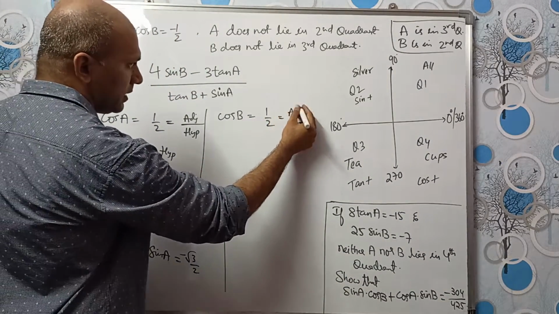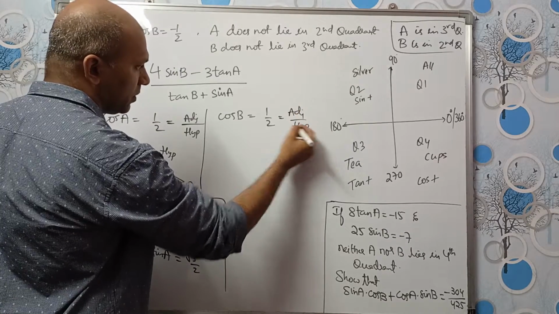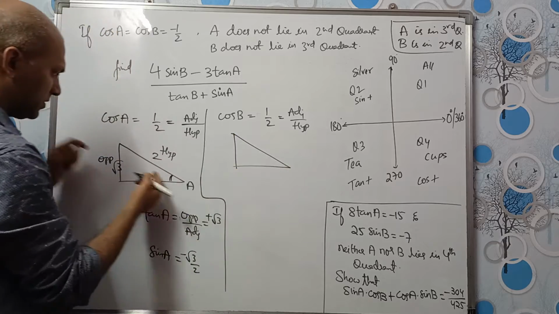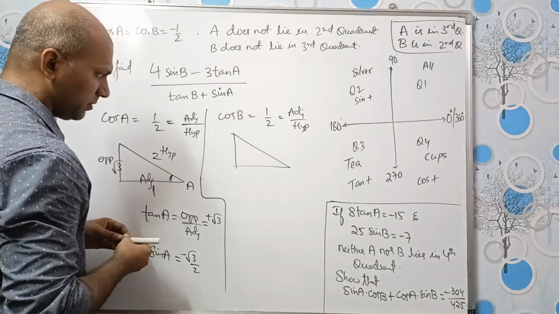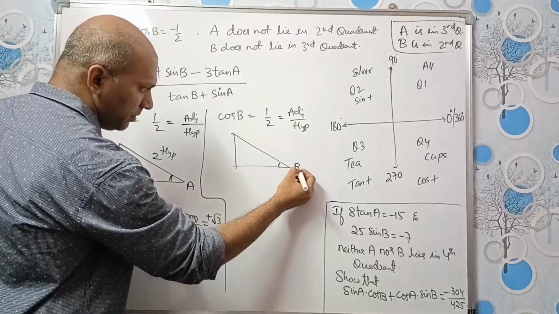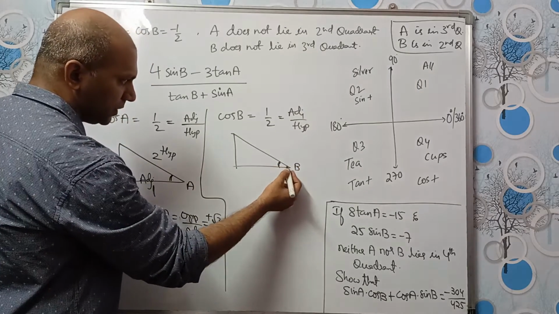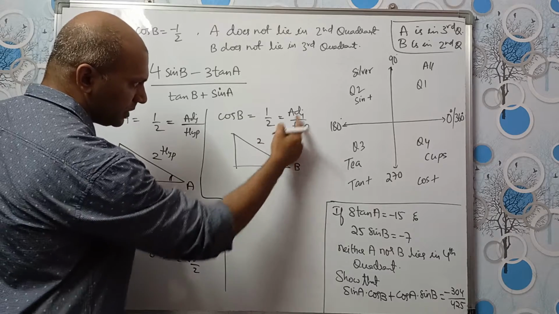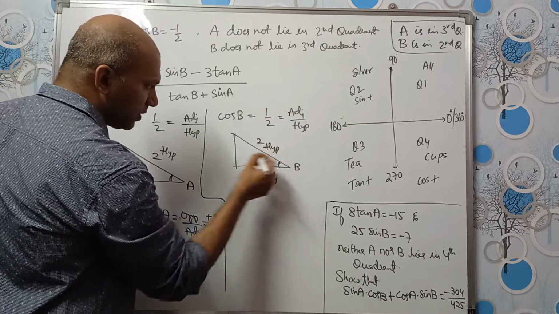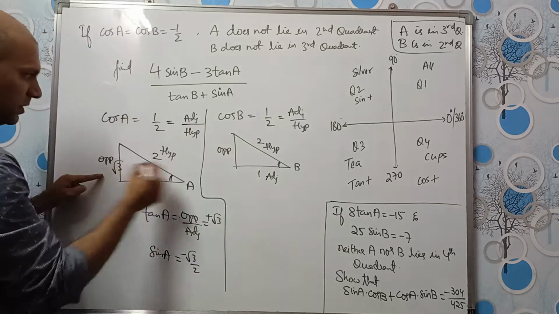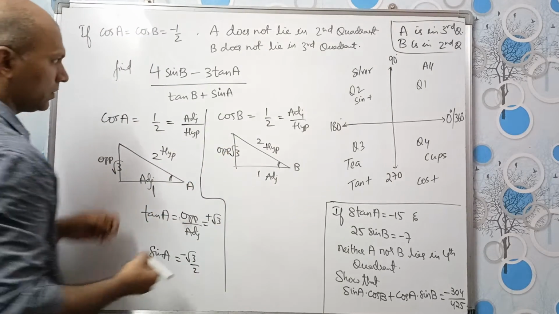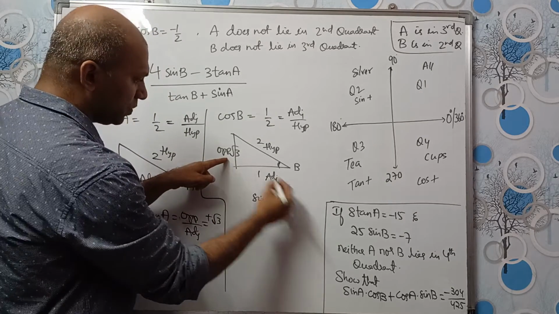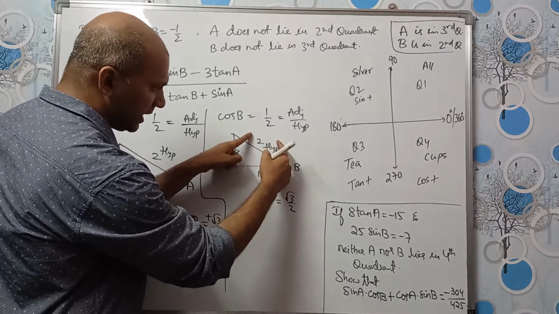So this is adjacent by hypotenuse, because cos is adjacent by hypotenuse, right? So if you draw a right angle triangle, same thing is coming, right? So if you take B here now, this is 1 and this is 2. Adjacent is 1, hypotenuse is 2. Opposite we need to find, it will be root 3, right? Okay, what is sin B? Sin B will be root 3 divided by 2, opposite by hypotenuse.